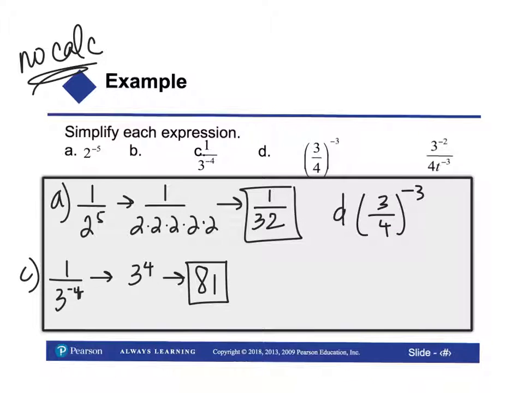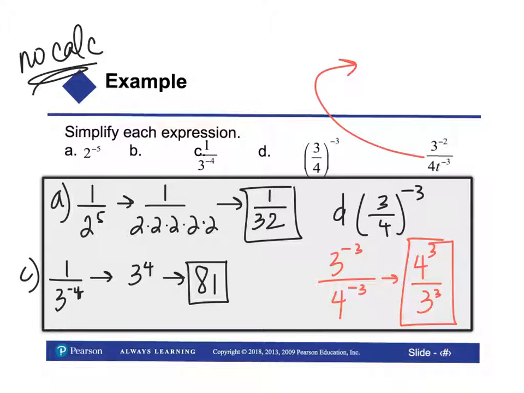So we can flip it first or apply the negative exponent first. Let's go ahead and apply the negative exponent. That's 3 to the negative 3rd over 4 to the negative 3rd, which we want to make those positive. So 4 to the 3rd over 3 to the 3rd. And we can either leave it like this or multiply this out to be 64 on the numerator and 27 on the denominator, sorry.